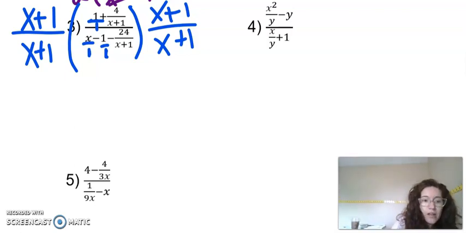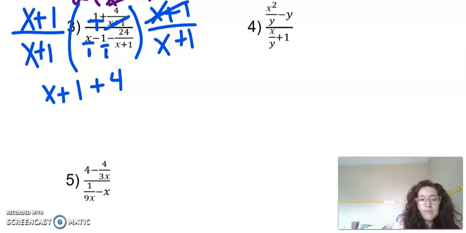X plus 1 times 1. Well, golly gee, that's itself. X plus 1. Over here on the right side, the 4 over the x plus 1 going out, that x plus 1 crosses out with that 1, and I'm left with 4. Okie dokie.